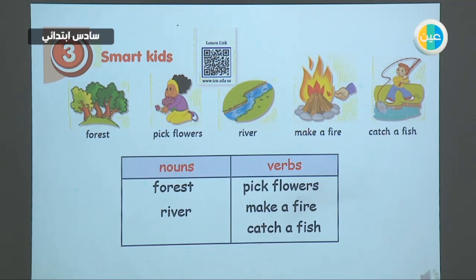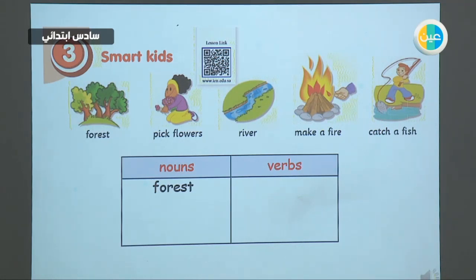Catch a fish. Is this regular or irregular? What do you think? Is this verb a regular or irregular verb? Do we add ed to change it into the past or do we just change the whole word? Okay, so this is an irregular verb. So, for example, this boy is Ali. His name is Ali. Ali caught a fish. Ali caught a fish.